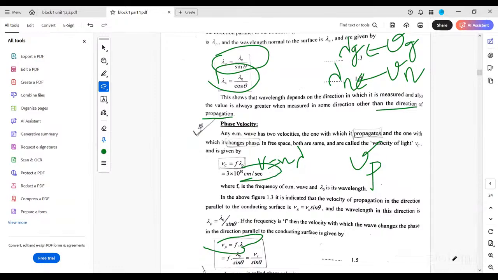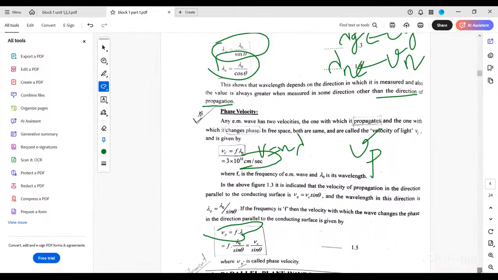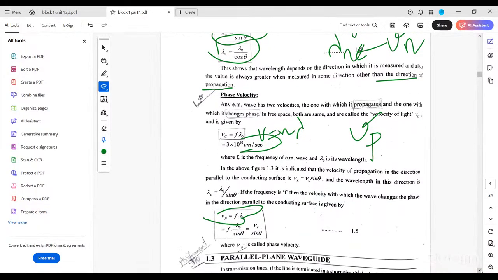So finally, here we are calculating phase velocity. Phase velocity equal to F times lambda. In the above equation, we have lambda equal to lambda naught by sin theta. Writing that, we will get 1.5.